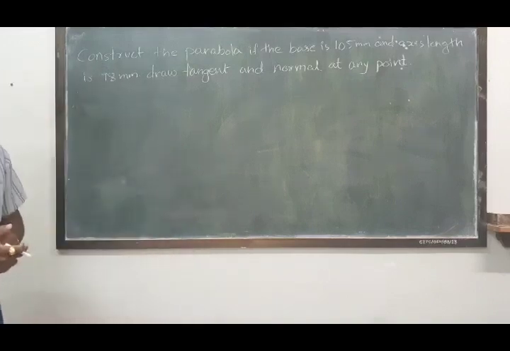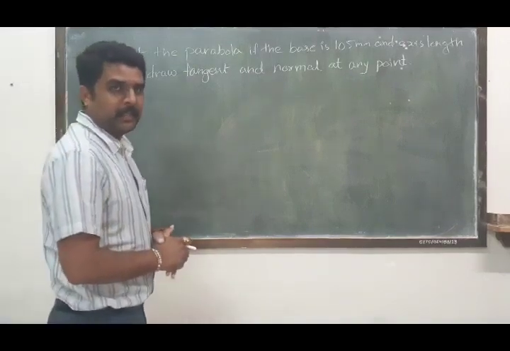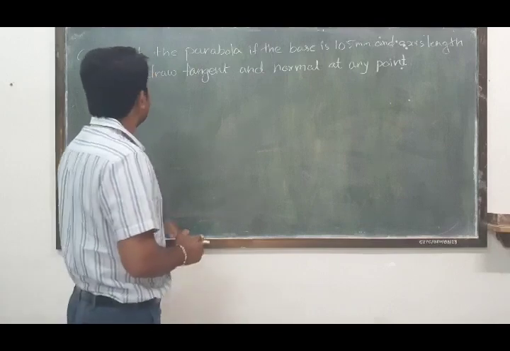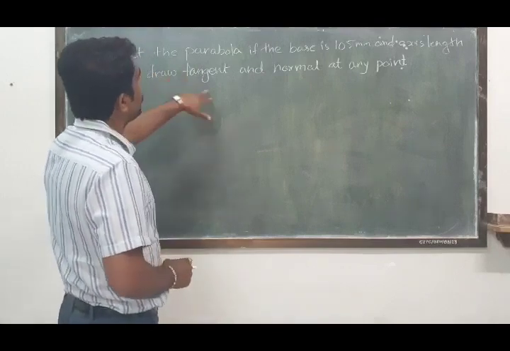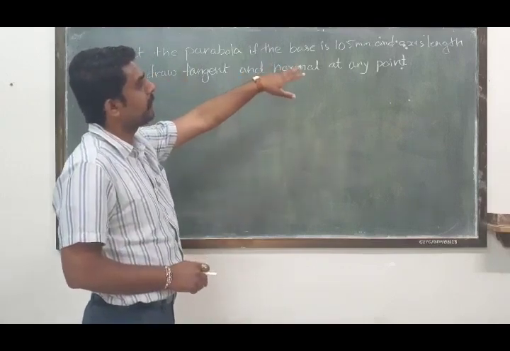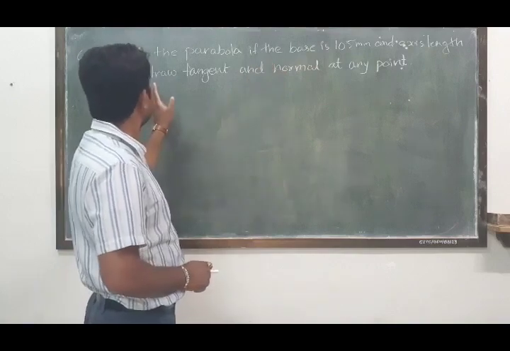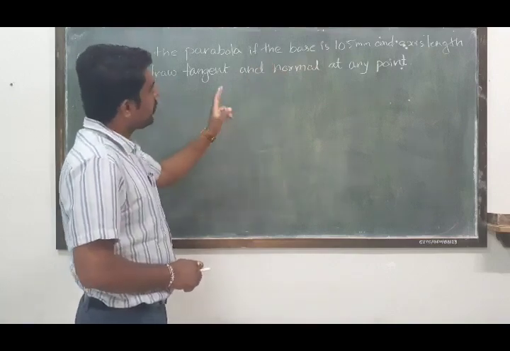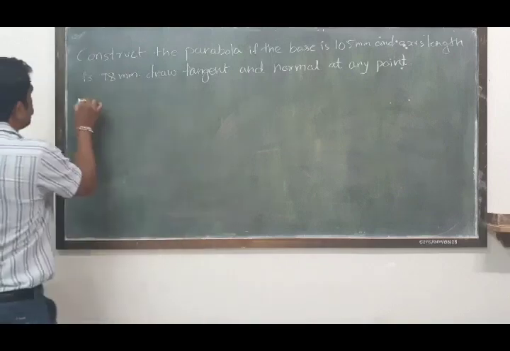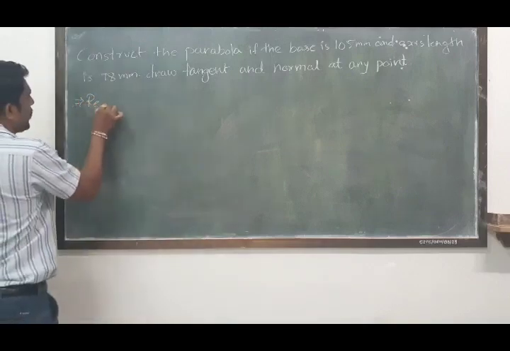Here we are going to solve a question of parabola by rectangle method. So let's see the question first. Construct the parabola if the base is 105 and axis length is 98 mm. Draw tangent and normal at any point. So the method which we are going to use is rectangle method.